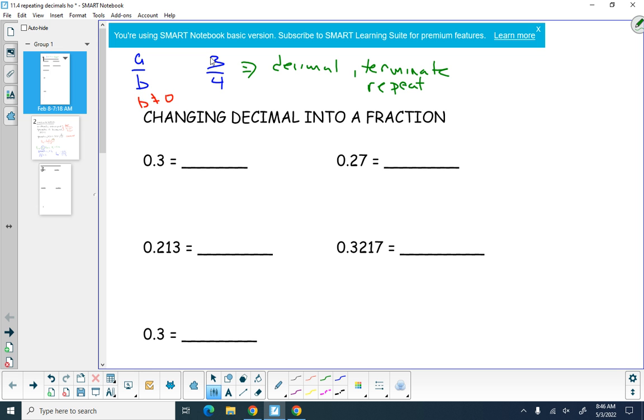0.3 as a fraction would be what, Grayson? 3 over 10. 0.27 as a fraction would be what, Jack? 27 over 100. 0.213 as a fraction would be what, Kylie?